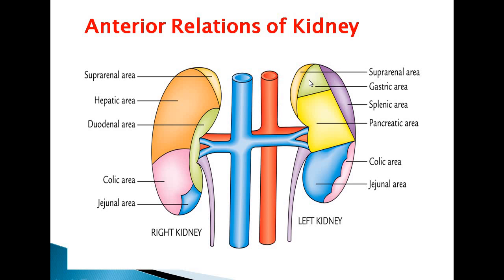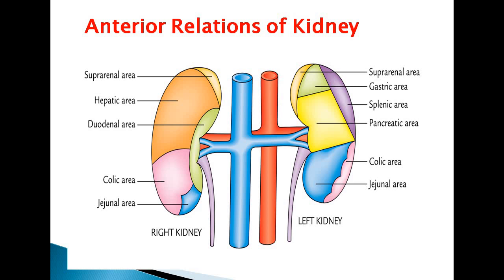A triangular area present between the suprarenal area and the splenic area is the gastric area, which is related with the posterior-inferior surface of the stomach, and it is again a peritoneal area. At the junction of the gastric area and the splenic area, it gives attachment to the lienorenal ligament. A non-peritoneal strip of area near the hilum is the pancreatic area and it is related with the body of pancreas and the splenic vessels.